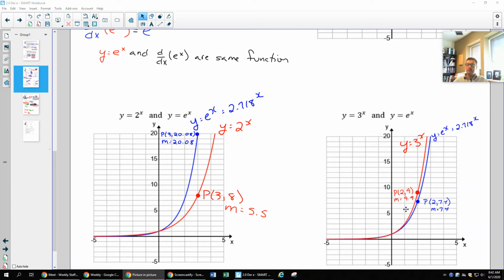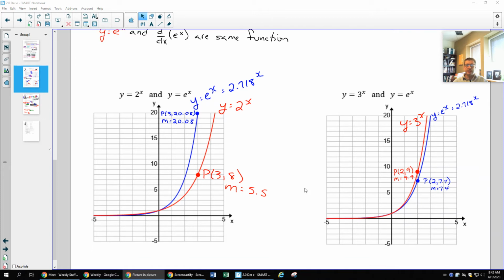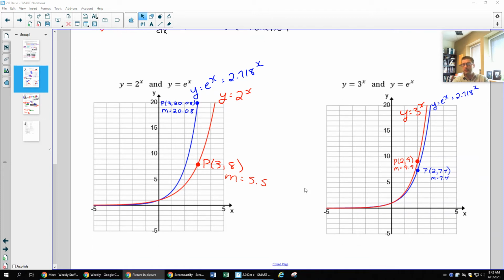So when you think about Goldilocks and the 3 bears, and you're looking for the porridge or the chair that's just right, it's y equals e to the x is our just right base. If you pick a number less than 2.718, if you pick a base that's less than e, your slope is lower. If you pick a base that's larger than e, your slope is higher than the y values. Okay, so that's the neat property of y equals e to the x.